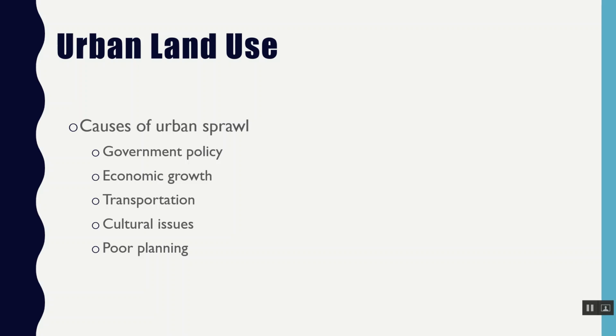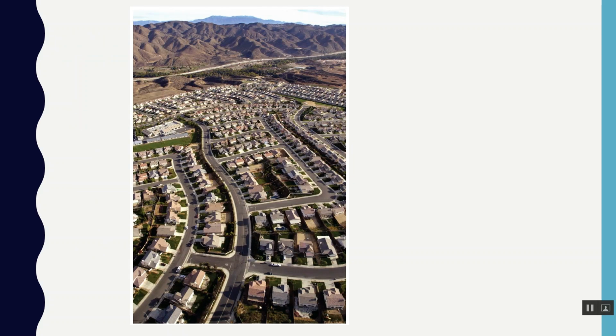Also, cultural issues. And this is changing, especially in certain cities, where living in the city is becoming a more desirable thing. We'll talk about the effects of that near the end of this lecture. But generally speaking, for my father's generation, it was the American ideal to get into the suburbs, to buy a house, to have a yard and a two-car garage. And then also poor urban planning. Again, San Diego is starting to try to fix some of those effects.